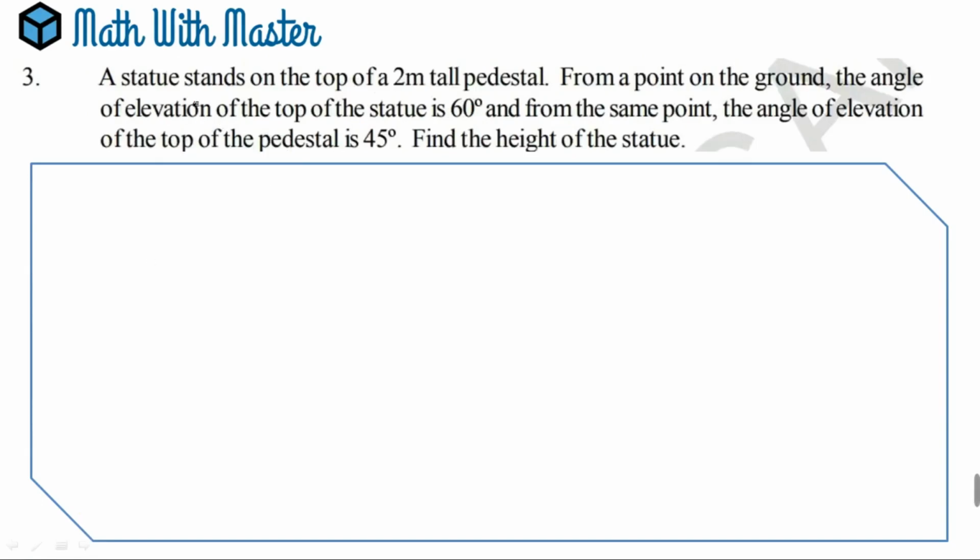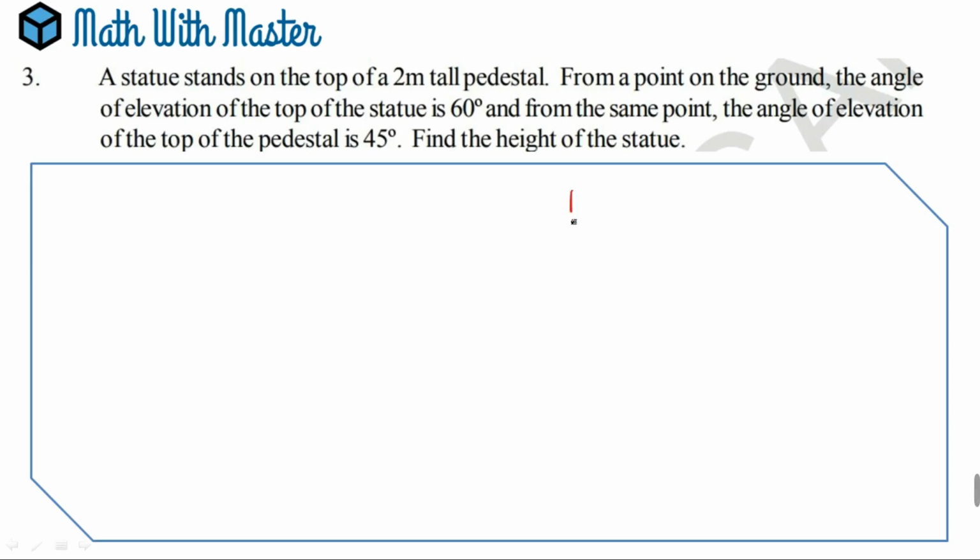A statue stands on the top of a 2 meter tall pedestal. From a point on the ground, the angle of elevation of the top of the statue is 60 degrees. And from the same point, the angle of elevation of the top of the pedestal is 45 degrees. Find the height of the statue.